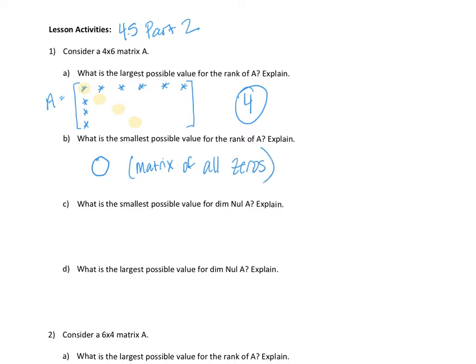Okay, what is the smallest possible value for the dimension of the null space, also known as the nullity of A? Keep in mind that rank plus nullity has to equal the number of columns, in this case 6. If I want the smallest possible value of the nullity, I'm going to plug in the largest possible value for rank. And that means the smallest the nullity could be is 2.